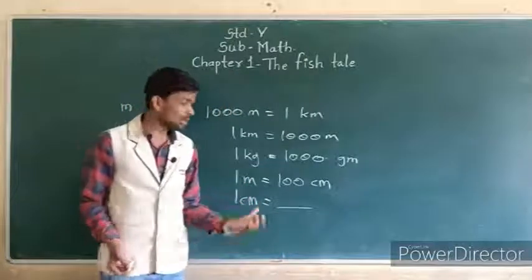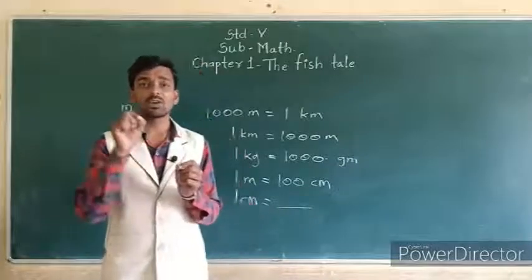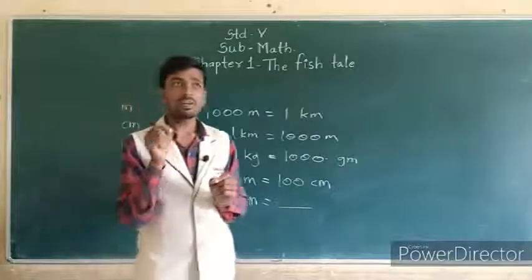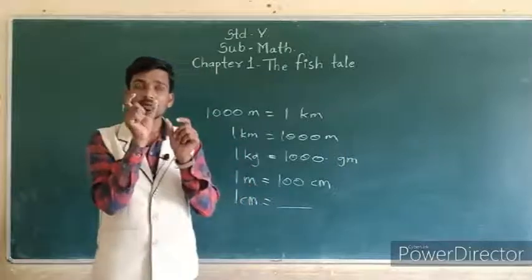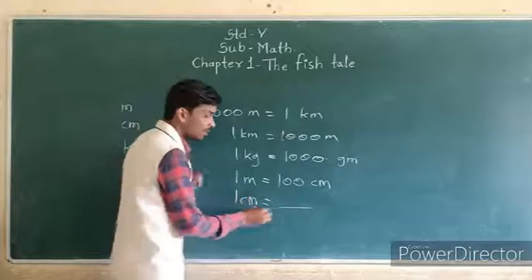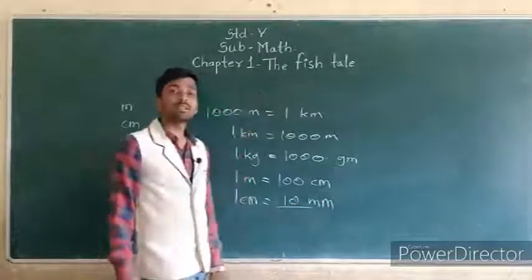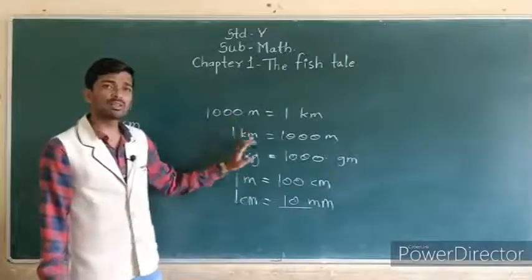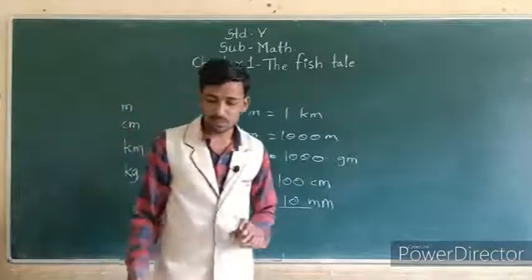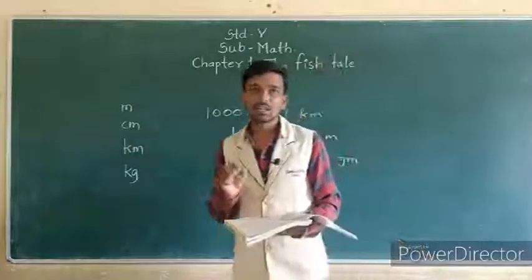Also tell me, in 1 centimeter, how many millimeters are there? Use your scale to find this answer. On your scale, you can use numbers 1 to 3. And between 1 and 2, how many lines are there? 10 lines are there. So 1 centimeter is equal to 10 millimeter. Mm means millimeter. Did all of you understand these conversions? This point we have to see in the first lesson.